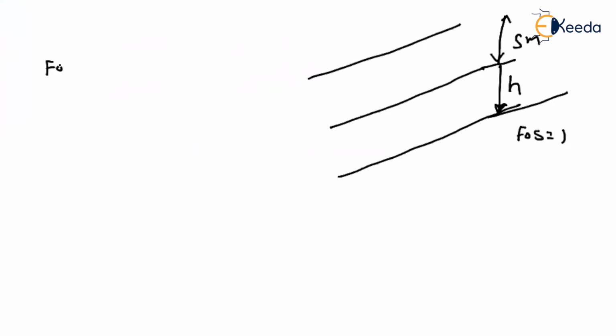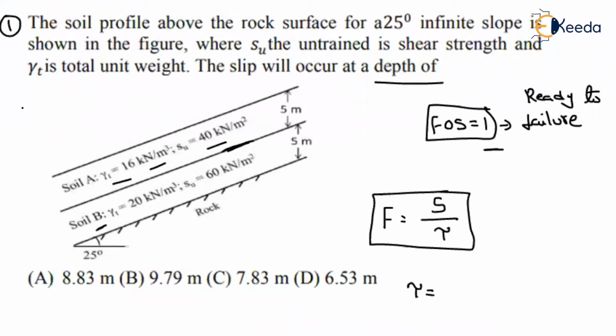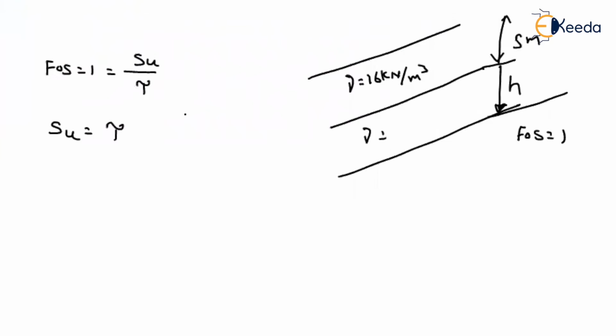So if the factor of safety is equal to 1, that will be equal to shear strength divided by shear stress. That implies shear strength should be equal to shear stress. What about the properties here? Here it will be 16 kilonewton per meter cube. What is the gamma there? 20 kilonewton per meter cube. Along this layer, your shear strength is 60 kilonewton per meter square.